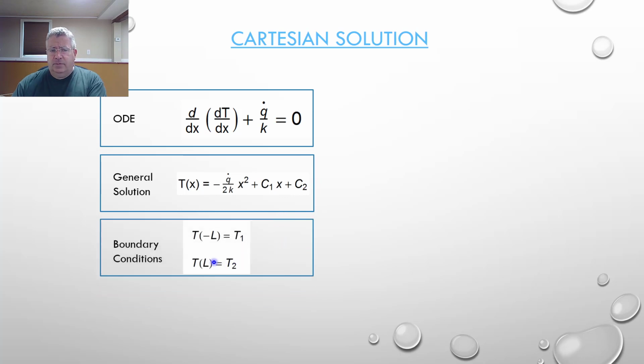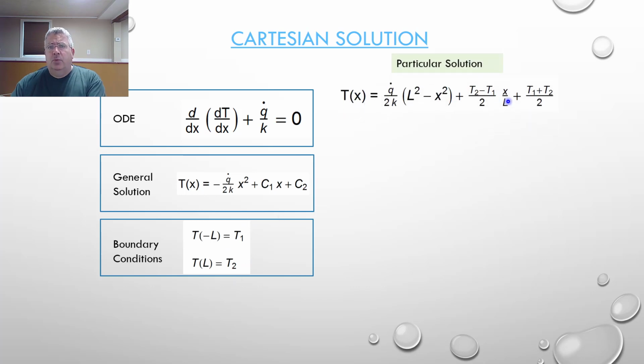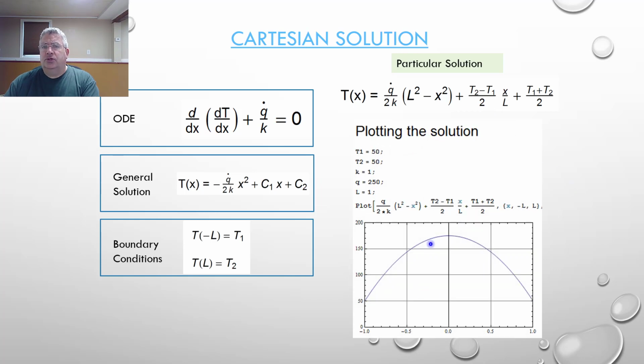And you'll notice in this case, I'm going to use negative L as the left-hand wall and positive L as the right-hand wall, and again using constant temperature boundary conditions. When we do this, you end up with this type of particular solution. Again, it's a quadratic. One thing to note is that if you let T2 equal T1, this linear term will drop out, and you'll actually get a symmetric solution, which is what I'm plotting here.